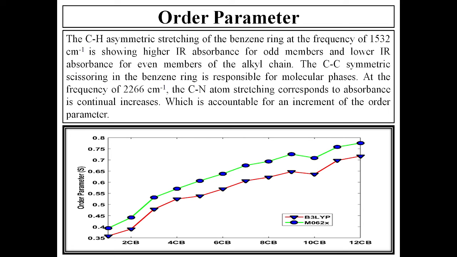parameter. Here we can see the plot of the order parameter with increase in the homologous series using two methods, B3 and M062X.